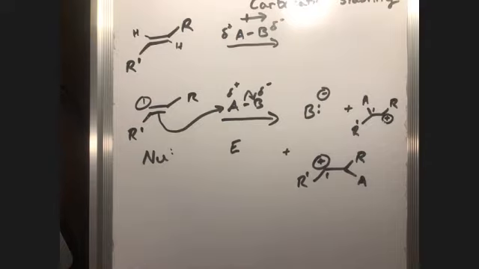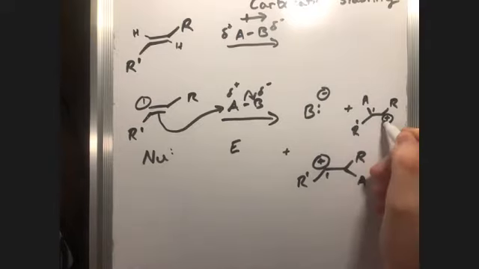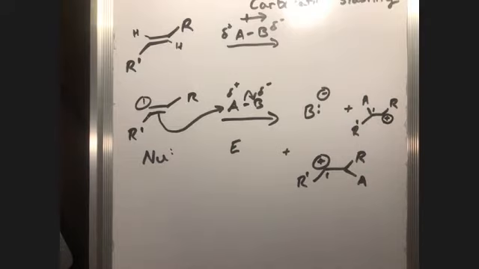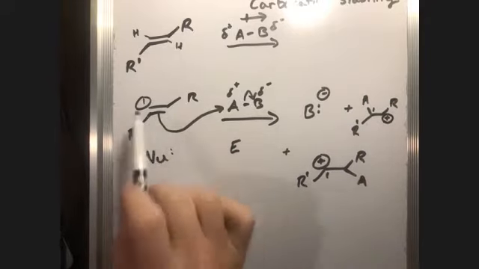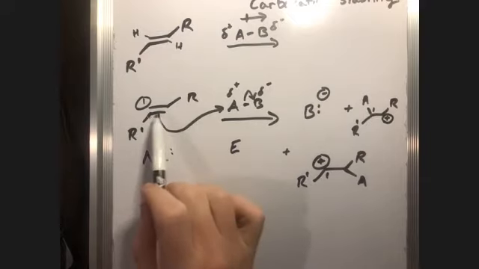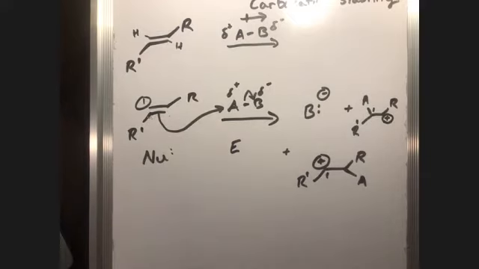Any questions on that? That can be hard to visualize, but if you see the double bond, you're creating a bond to either of those positions in a representation like this.